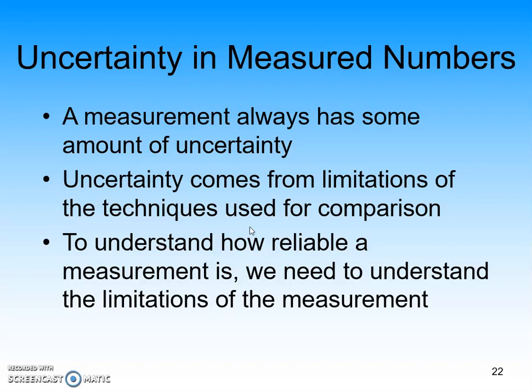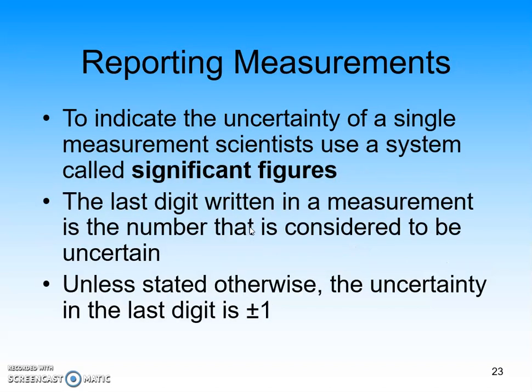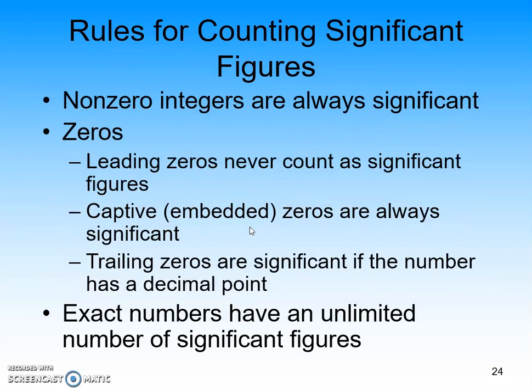Now my friends, certainty in measurements. Measurements always have some amount of uncertainty. Uncertainty comes from the limitation of the techniques used for comparison. To understand how reliable a measurement is, we need to understand the limitations of the measurements. Now, reporting measurements. To indicate the uncertainty of a single measurement, scientists use a system called significant figures. And this is very important for you. The last digit written in a measurement is the number that is considered to be uncertain. Unless stated otherwise, the uncertainty in the last digit is plus or minus 1.